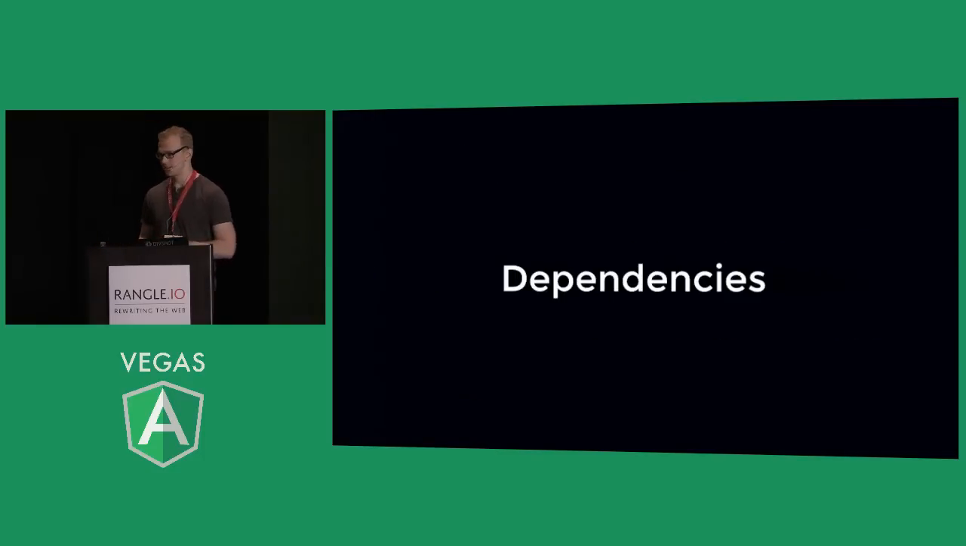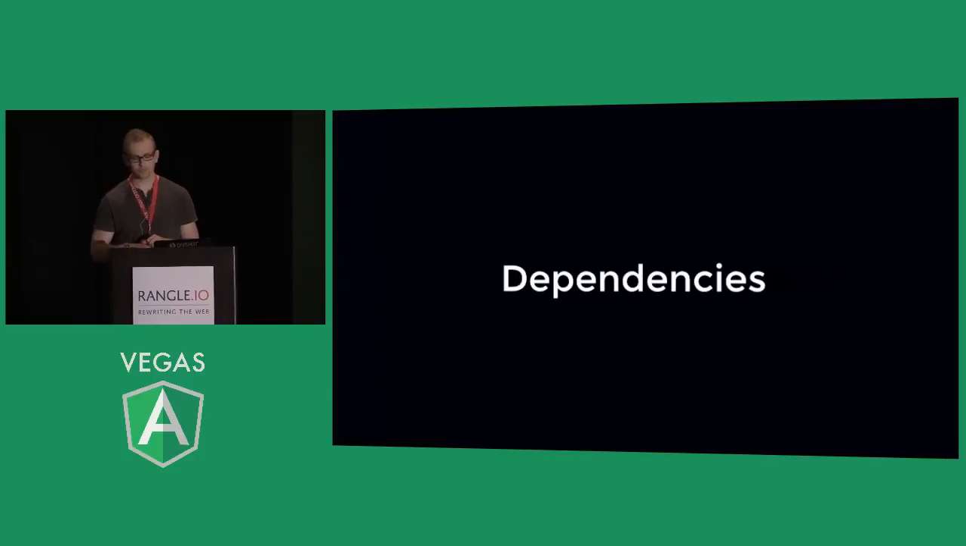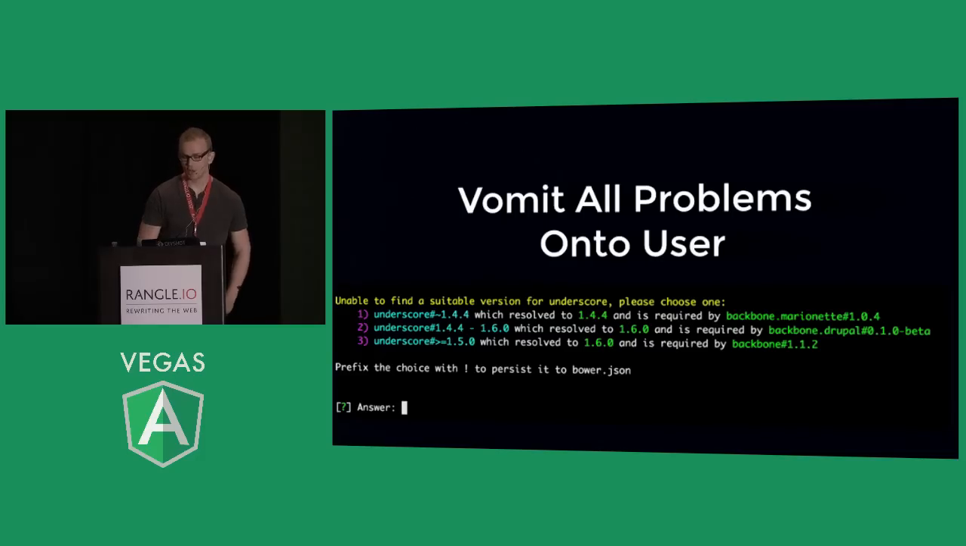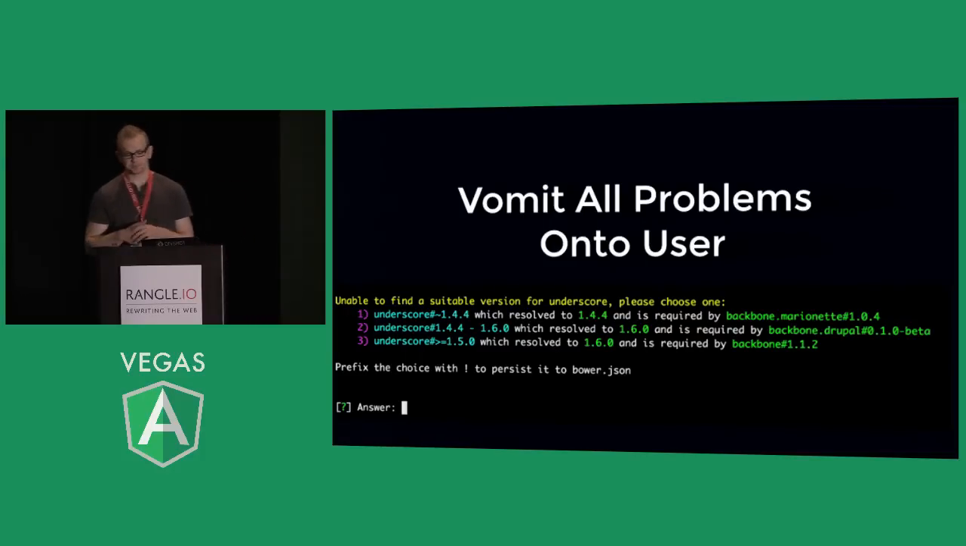And then we get into dependencies, and Bower starts to get a little bit shakier. Unfortunately, Bower has one mode, and that's vomit all of our problems onto the user. If you've ever used Bower, that little CLI output should be familiar. Someone wants one version of underscore, someone wants another, and Bower just says, what do I do here? That's not really very helpful because I don't know why one guy wants 1.4 and one guy wants 1.6. I really just want my code to run, even if it means having 2 versions of underscore. Not compatible with Bower's way of doing things.